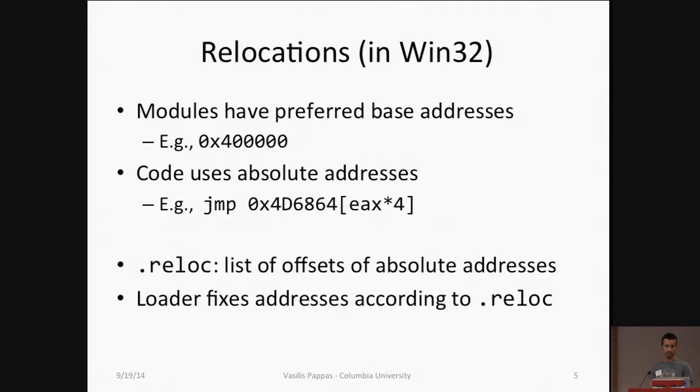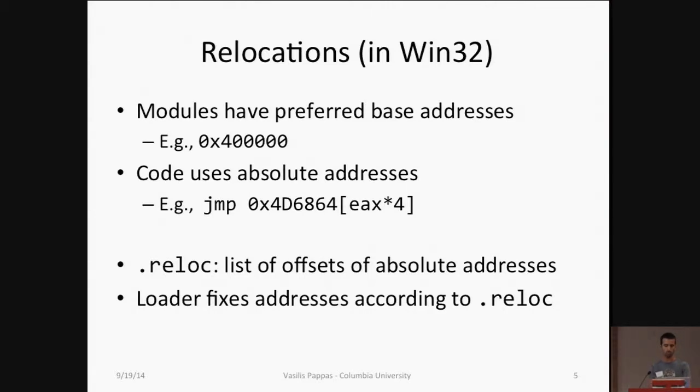Now, in Windows, every executable comes with a preferred load address, which is an address that this module would prefer to be loaded at runtime, and this is usually set at compile time. So once a binary is compiled, every memory access within the code uses absolute addresses based on that preferred address. And here's an example. Assuming that the preferred address of an executable module was 400,000, we could see instructions like this jump instruction using absolute values based on this address.